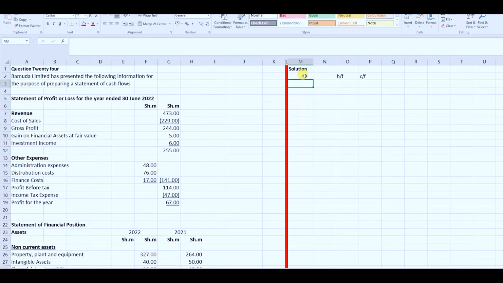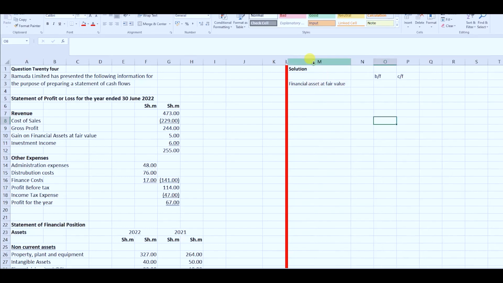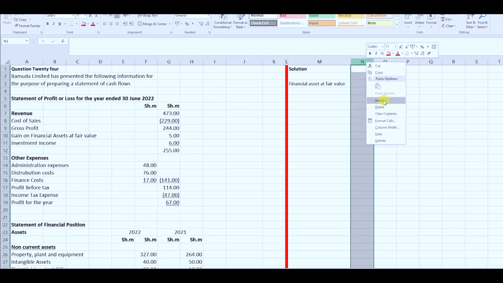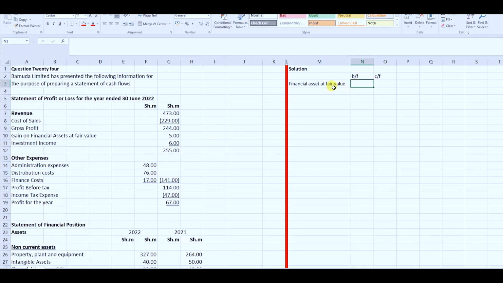Financial asset at fair value. So don't worry, even if it crosses like that. I'll just double click right here, and it will give us a space over here. If you prefer it not to have any space, you just delete that space like that, so that you can have the values close to the narrative over here.